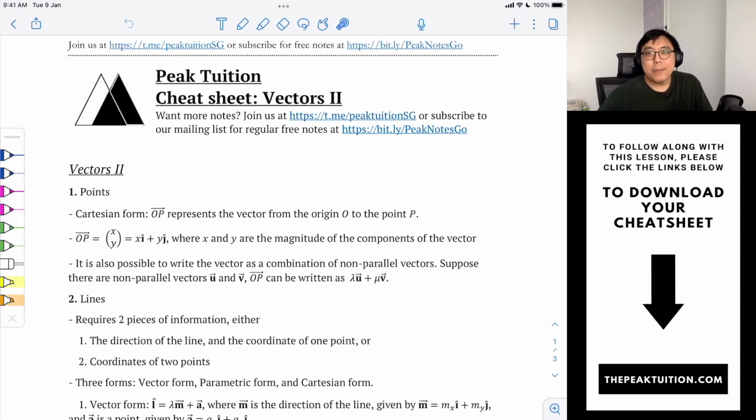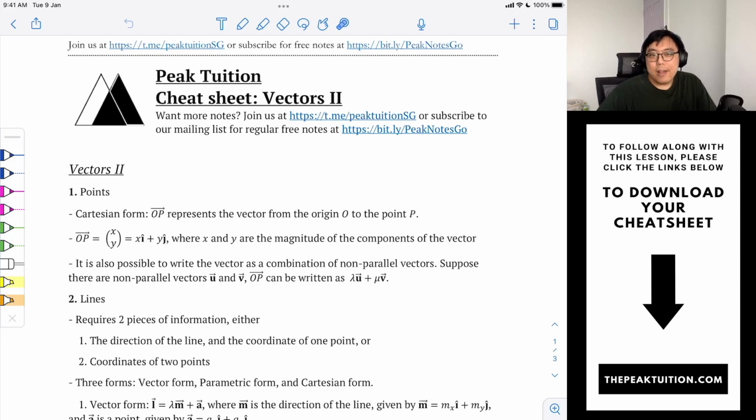Last time, for vectors part 1, we talked about definitions of vectors along with how we do vector addition and the direction ratio theorem. We talked about dot product and cross product. Now we are going to move on to objects in vectors.